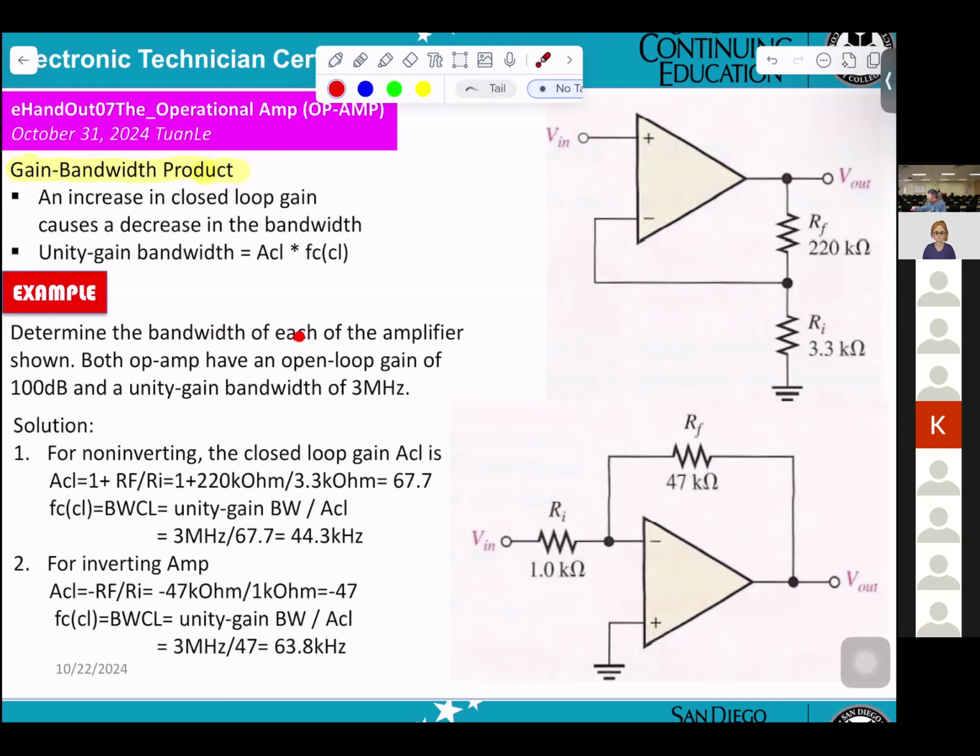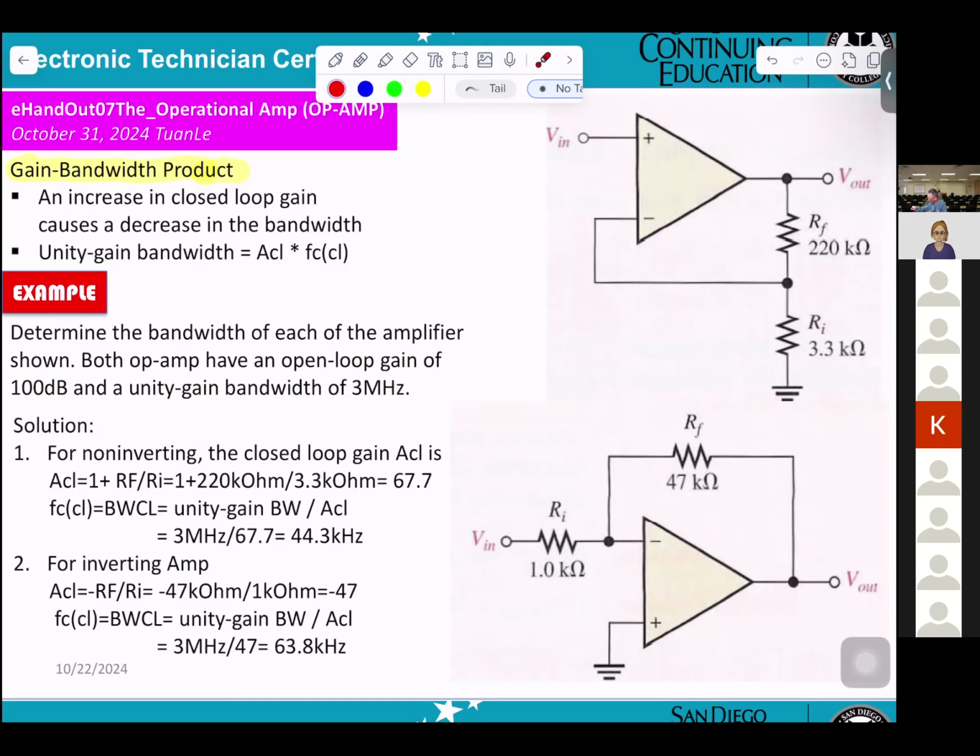Determine the bandwidth of each op amplifier. Both op amps have an open loop gain of 100 decibels and a unity gain bandwidth of 3 megahertz.